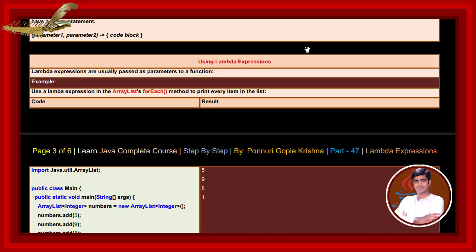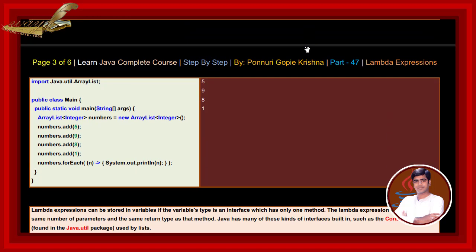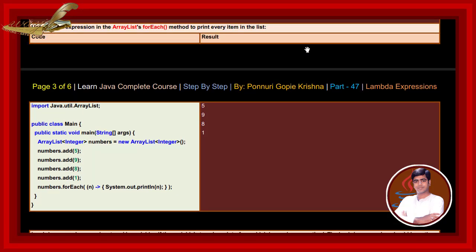Using Lambda expressions. Lambda expressions are usually passed as parameters to a function. Use a Lambda expression in the ArrayList forEach method to print every item in the list. See, if we write and execute this code, the result returned is 5981 were printed.